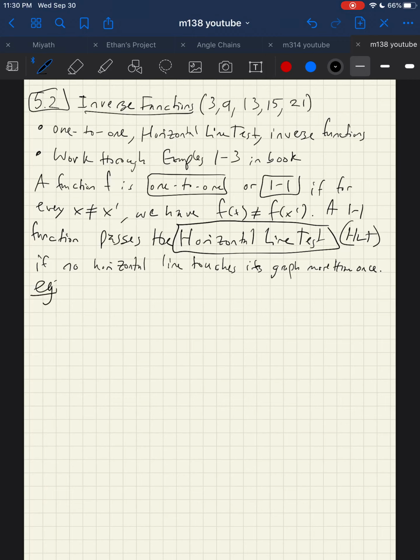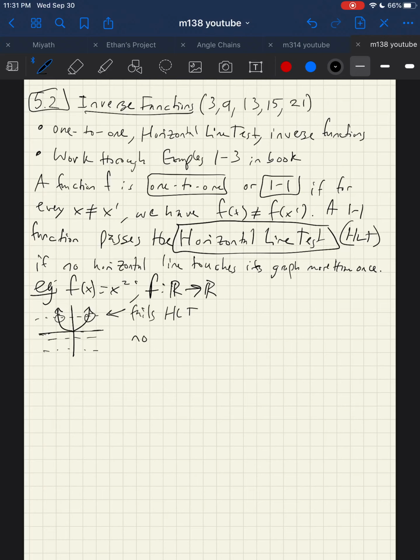So like I said, let's do a quick example. Let f of x equal x squared, and here we've got f mapping reals to reals. Well, we've seen about infinity times in this class the graph looks like that. Now if I have this horizontal line, it's fine, it touches the graph 0 times. This horizontal line touches the graph 0 times. The x-axis touches the graph exactly once, not a problem yet. But as soon as I look at a horizontal line above the x-axis, I know that I touch the graph more than once. So it fails the horizontal line test. So this function is not one-to-one.